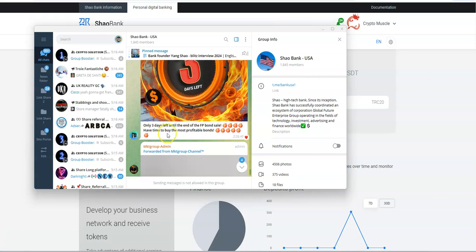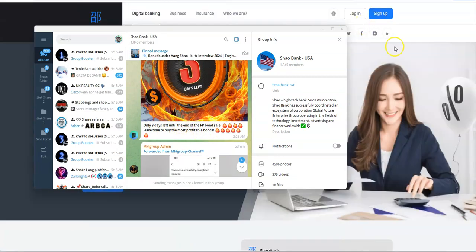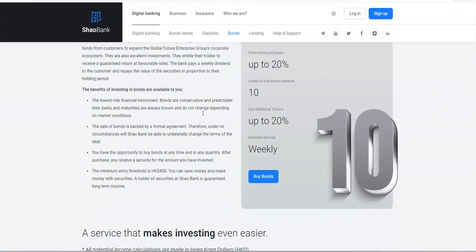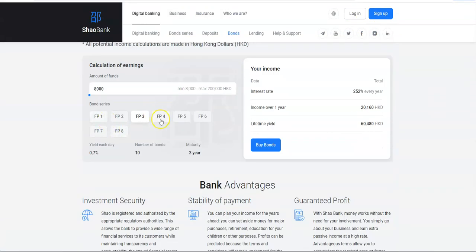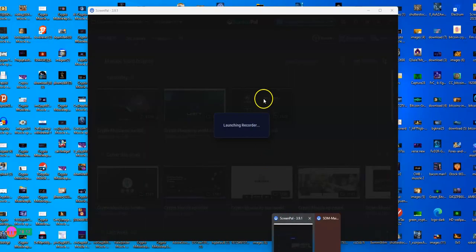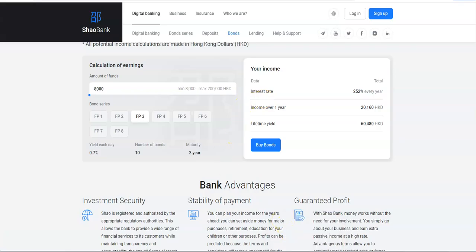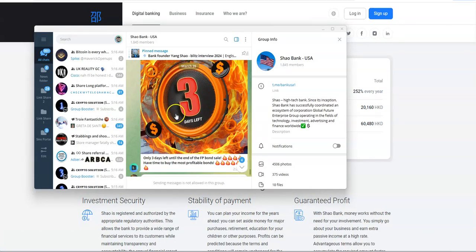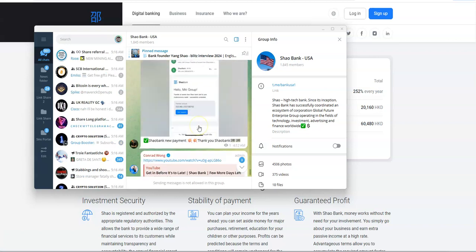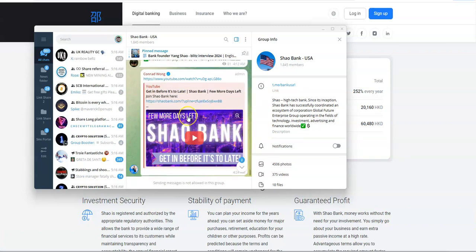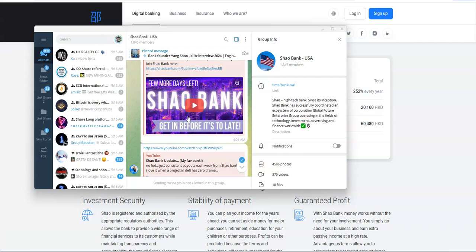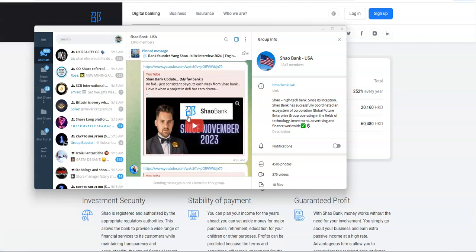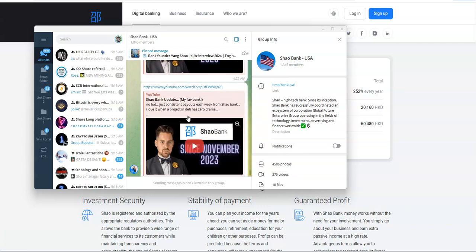3 days left for the current FP bond sale that we were just talking about here. That's the current set of bonds they have right now, these FPs, because the next series, like I said, it's going to be smaller earning. Let's see, where's that? There we go. So take advantage, only 3 days left. Get in before it's too late, because it's going to be significantly lower.